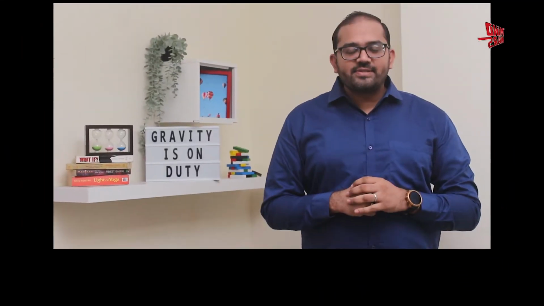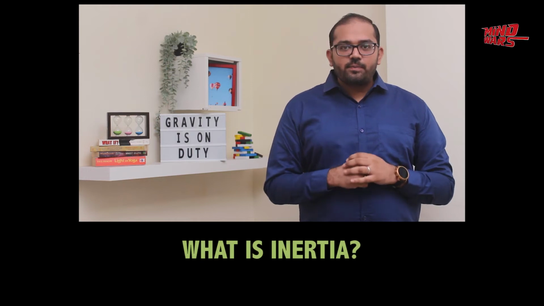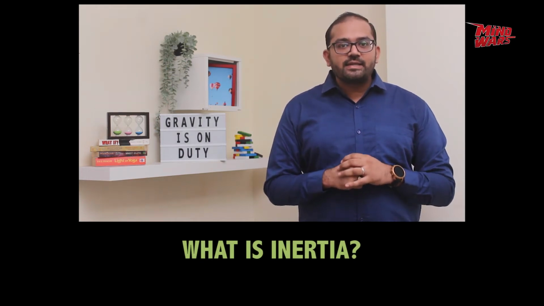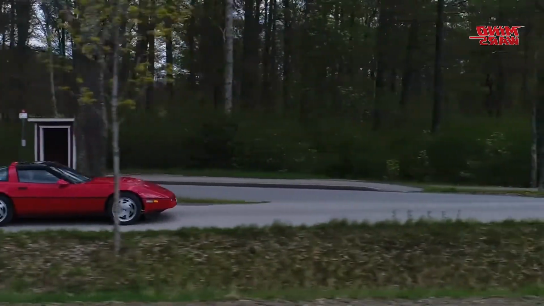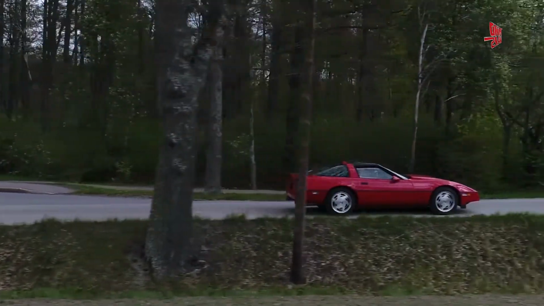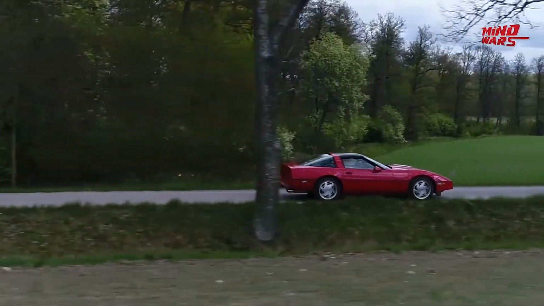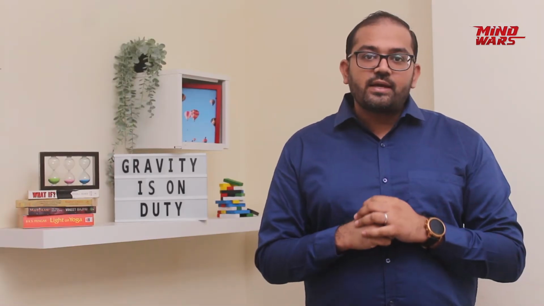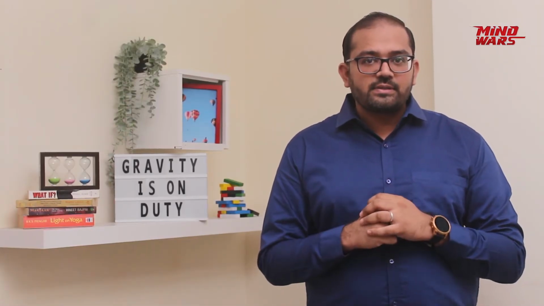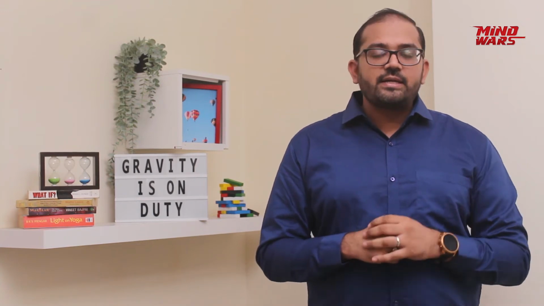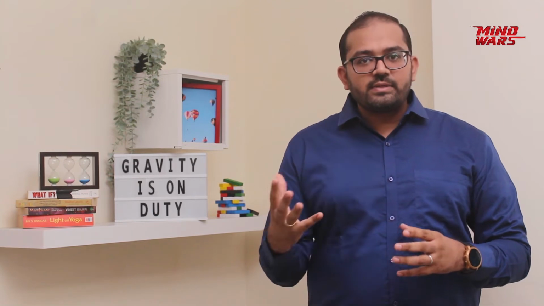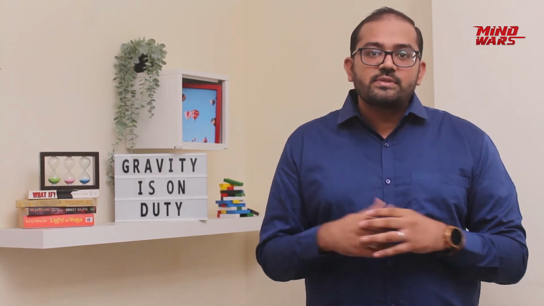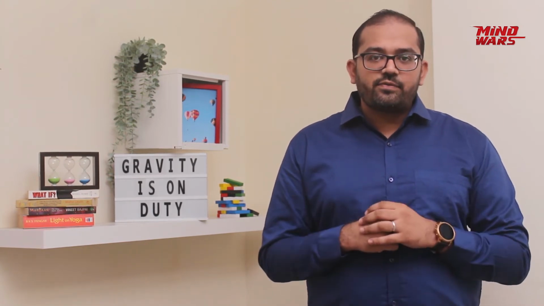So what is inertia? Inertia is the property of matter by which an object tends to maintain its state of motion. For example, a moving car will tend to continue to maintain its motion unless brakes are applied. It is very difficult to push a heavy table due to the property of inertia. We measure inertia in terms of the object's mass. Greater the mass, greater is the inertia, and hence a greater force is required to change the state of motion.